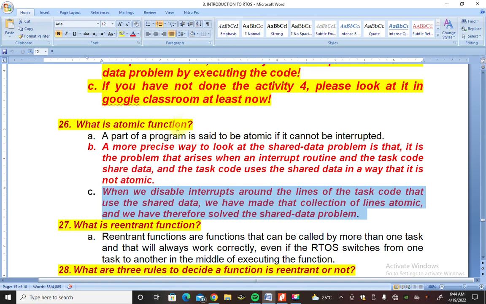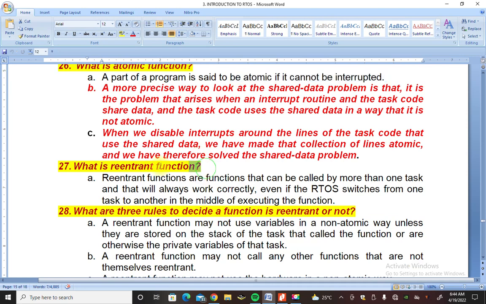Okay. So what do you mean by atomic function? A part of the program should be atomic if it cannot be interrupted. It's very interesting. So what do you mean by reentrant function? This is another interesting question. Reentrant functions are the functions that can be called by more than one task, and that will always work correctly even if the RTOS switches from one task to another in the middle of executing the function. This is very interesting, right?